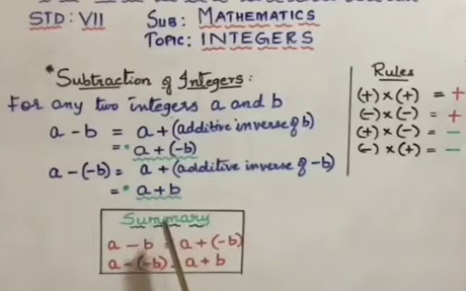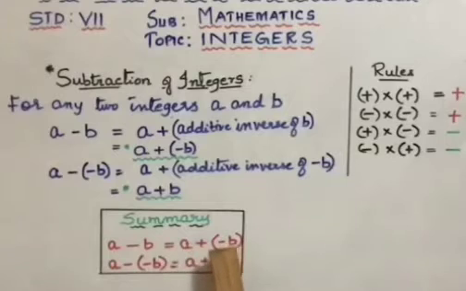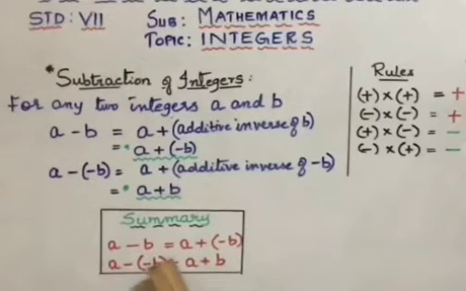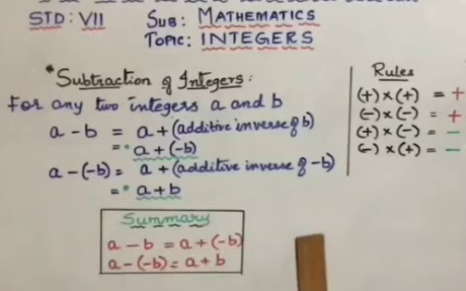We can summarize it as a minus b is a plus additive inverse of b, that is a plus of minus b. Second case, a minus of minus b is a plus b. We are adding the additive inverse of minus b, that is plus b. This is one method.